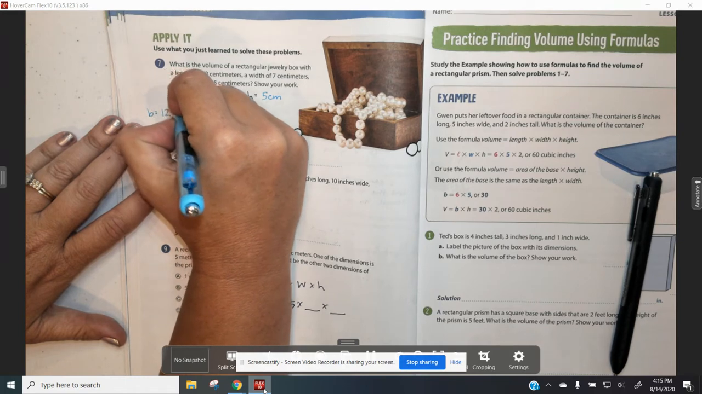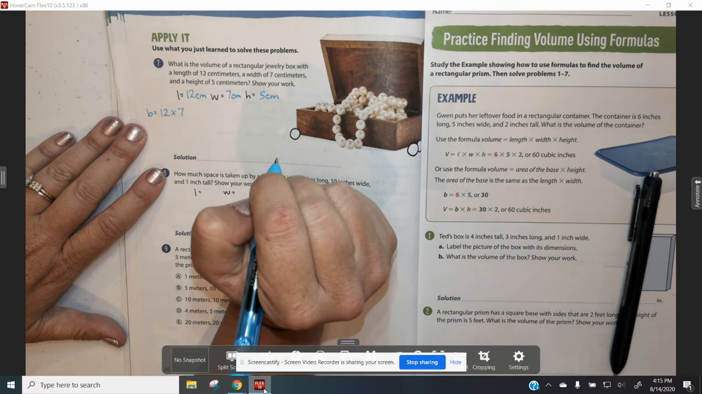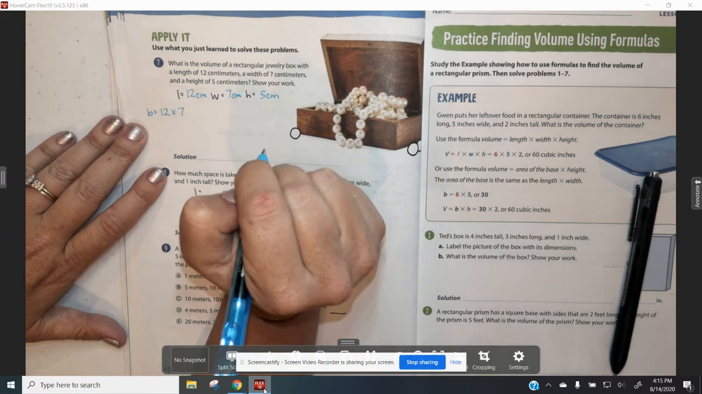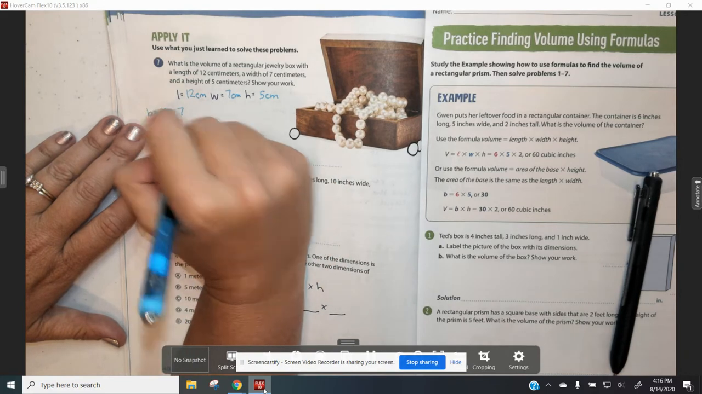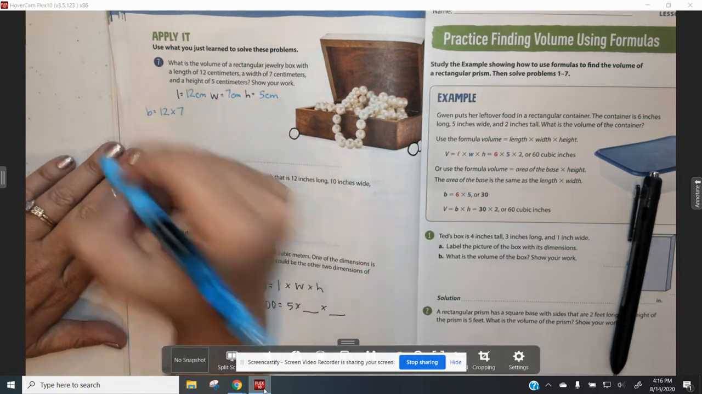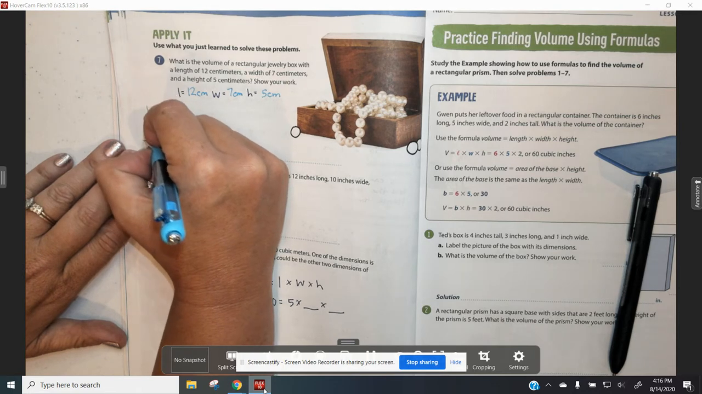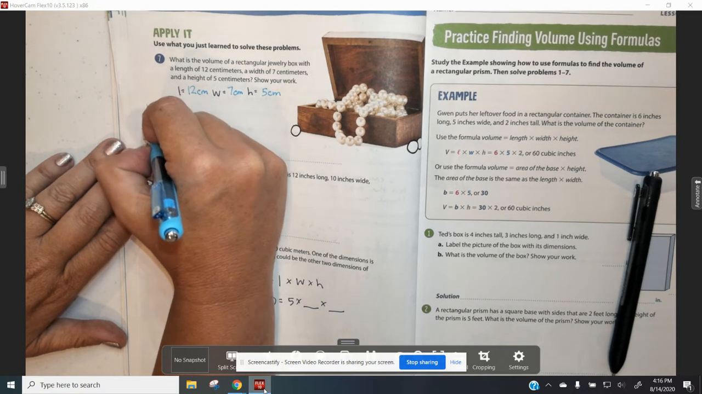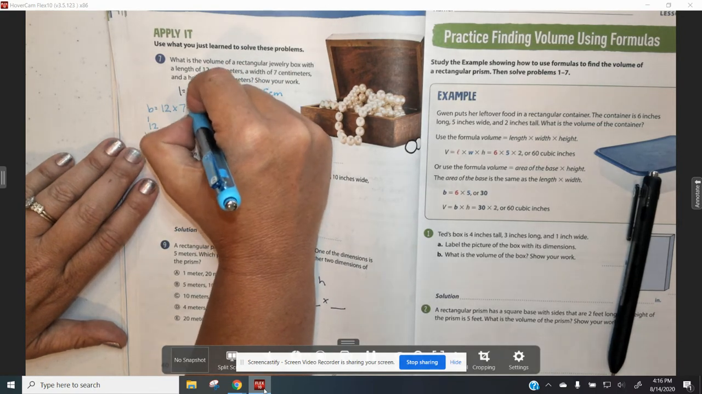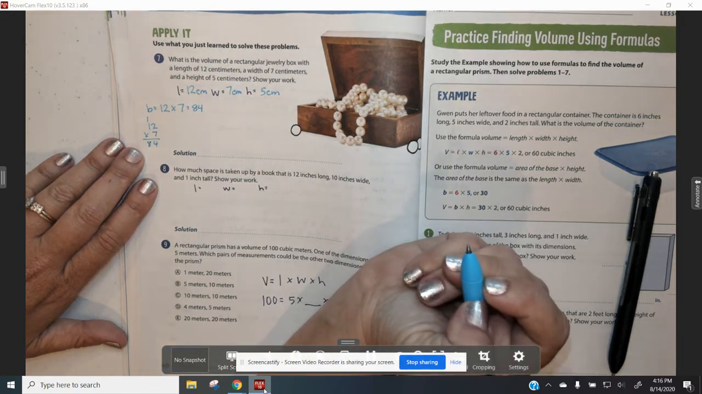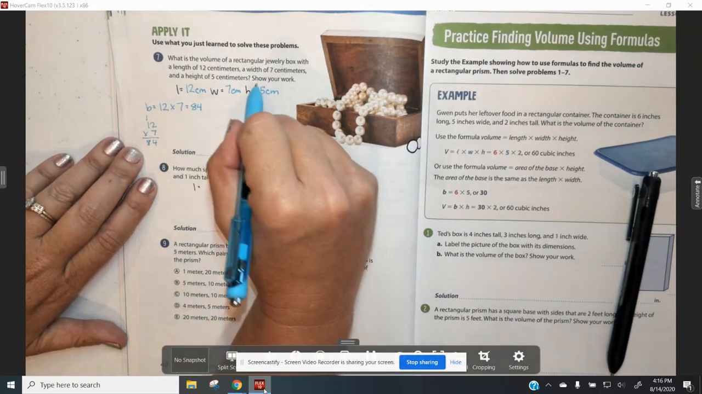So what is 12 times 7? If you don't know your 12 multiplication facts, you can always look at your multiplication chart on your Avid binder, or you could multiply out what is 12 times 7. So 12 times 7 equals: 2 times 7 is 14. 7 times 1 is 7, plus 1 is 8. So the base is 84. Then we're going to multiply the base times the height.